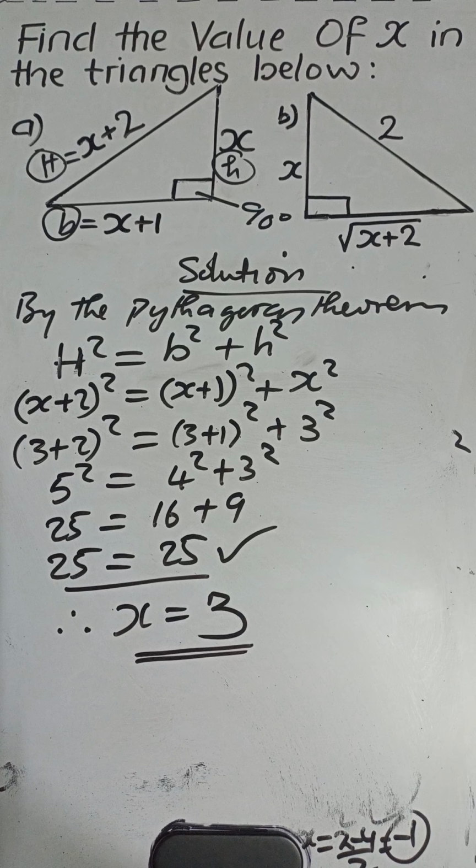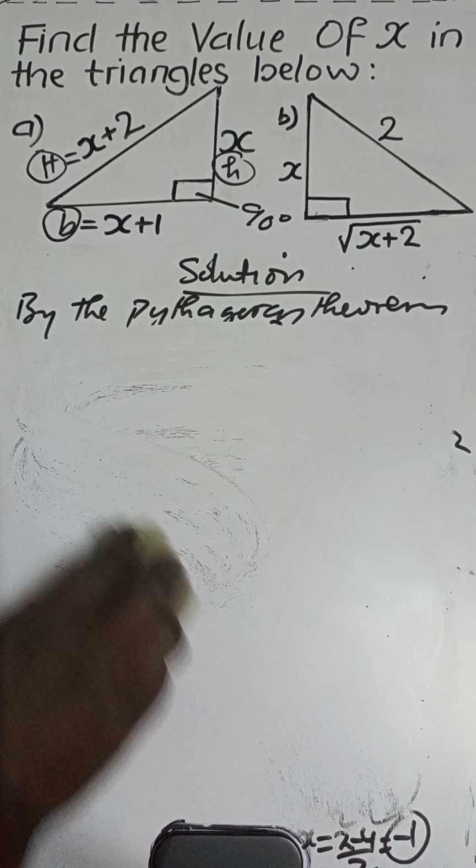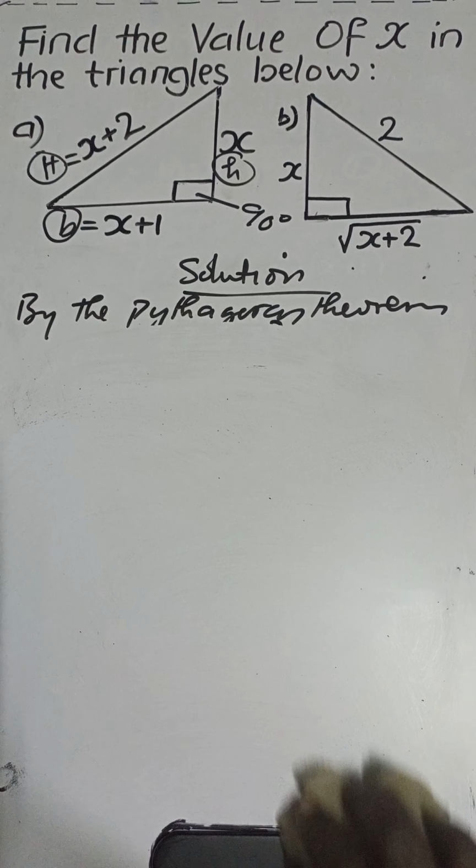Now you can try out question B. You see that it's also a right angle triangle, and so we can apply the Pythagoras theorem again. All right, so give it a try and then you come and check your solution with what I have to propose.